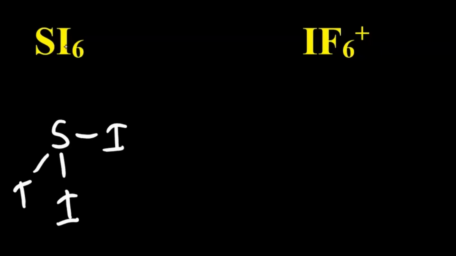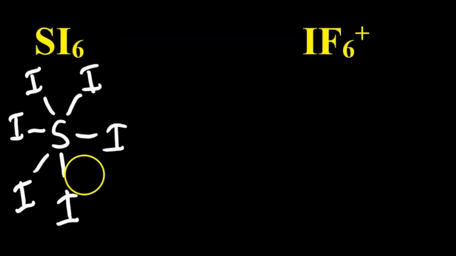So we have SI6. Now, obviously, sulfur has to be the central atom. That's, I think, super obvious, and we could go through our criteria, but there we are. And then we have the outer atoms bonded to the central atom. And 1, 2, 3, 4, 5, 6. So 6. Now we need to add up the number of electrons.